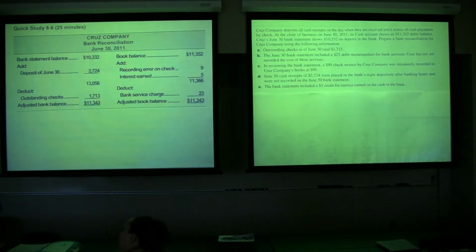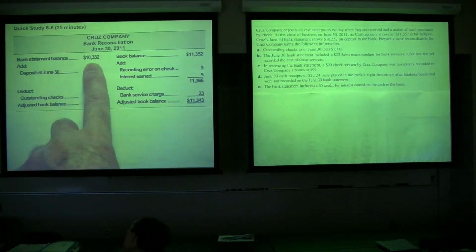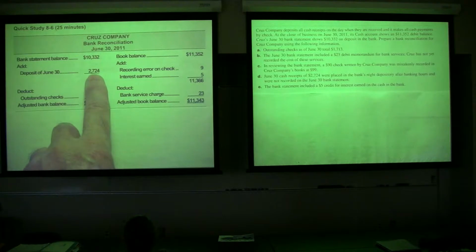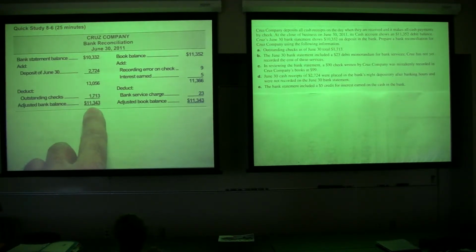All right, so here's what you did. You started out with the bank statement balance. Your bank statement said you had this much cash. Then when you looked at your check register, you found that there was a deposit that didn't show up on the bank statement, so now you have to add it. And you'd also written a check for $1,713 that didn't show up either, so you have to subtract it. So this is the adjusted bank balance, merely the current balance.